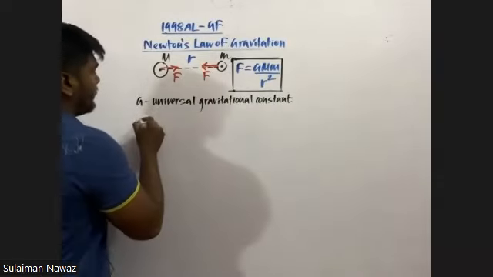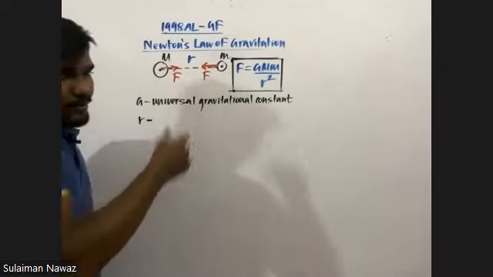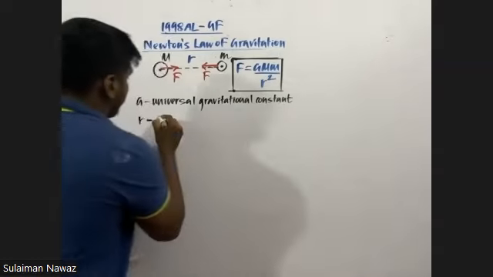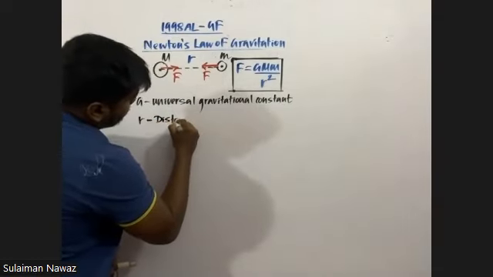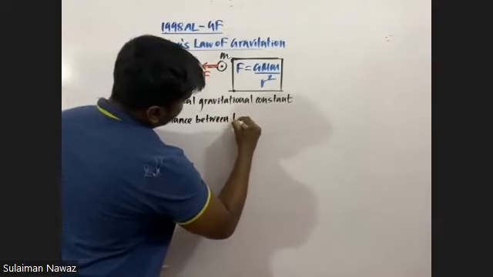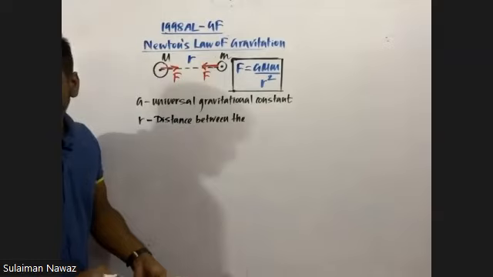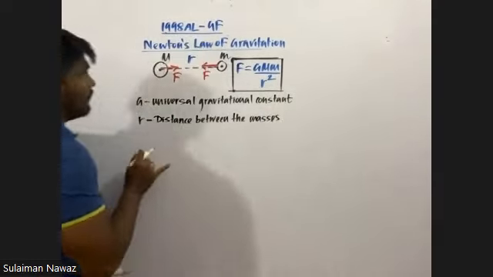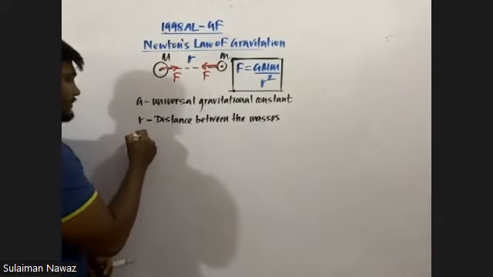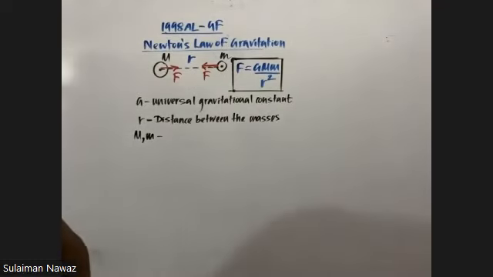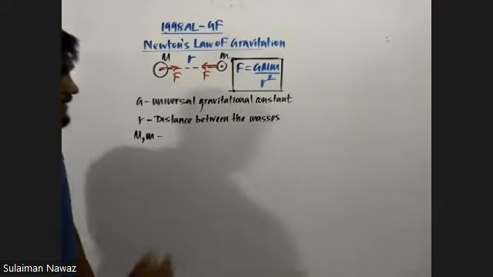Then what is this simple r? Distance between two masses, simple r. Distance between the masses. Then what else? Capital M and simple m are masses. Capital M, comma, simple m. They are masses.